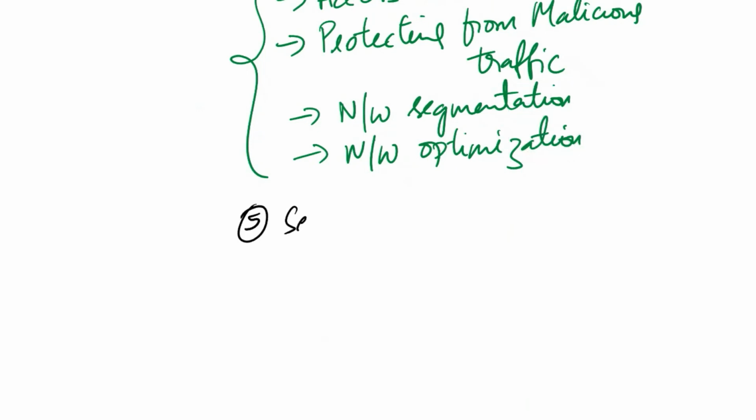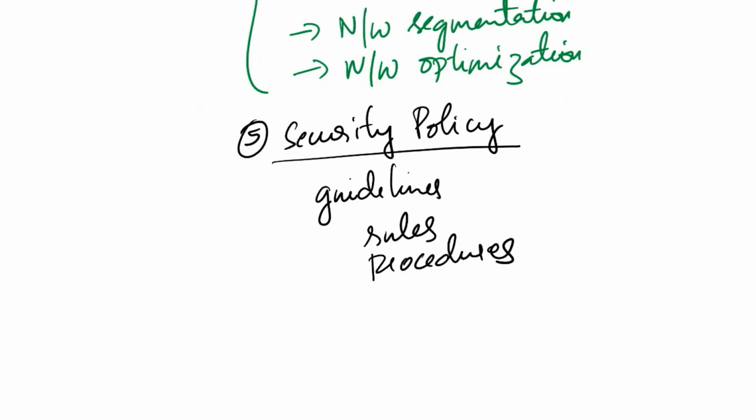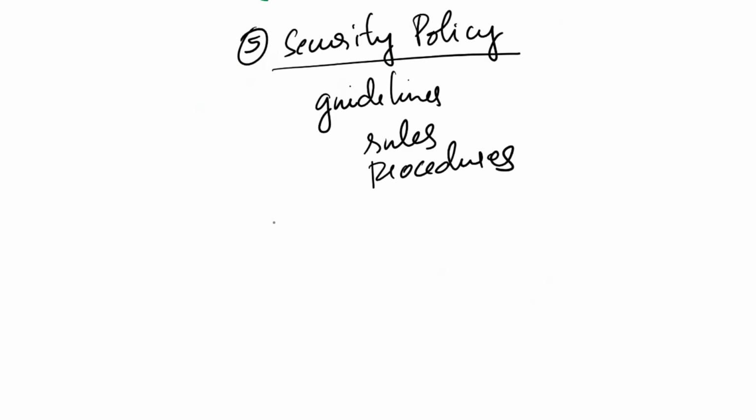Next question, what is a security policy and why is it important? A security policy is a formal document that outlines an organization's guidelines, rules, and procedures related to information security. It serves as a comprehensive framework for establishing, implementing, and maintaining security measures to safeguard an organization's digital assets, data, systems, and networks. Let's see some of the reasons why it is important.